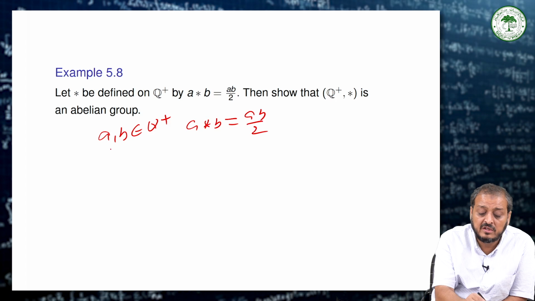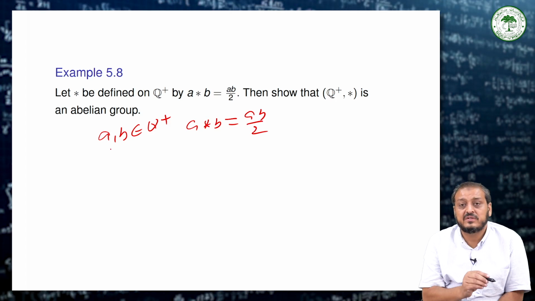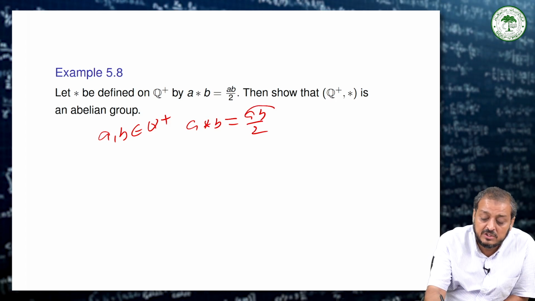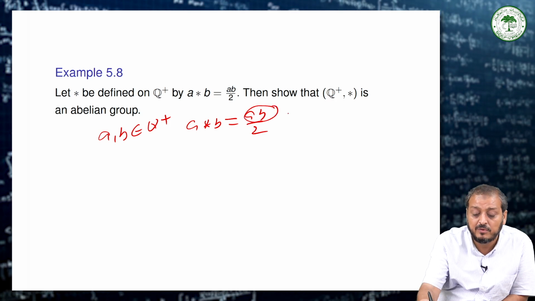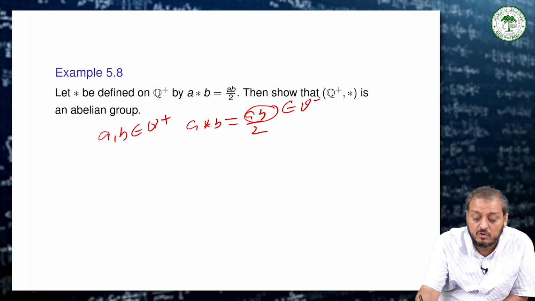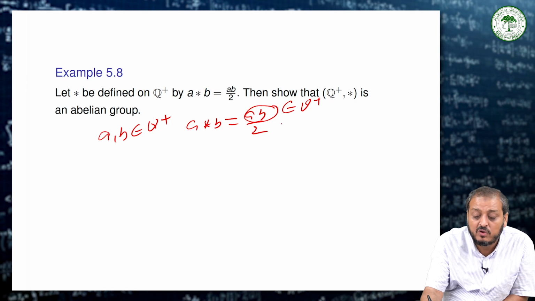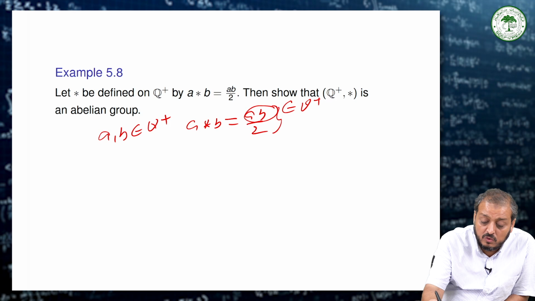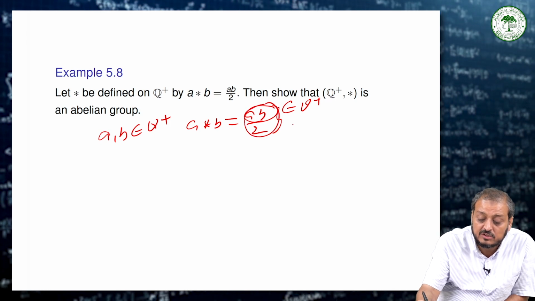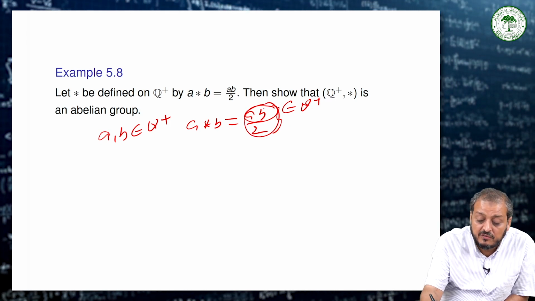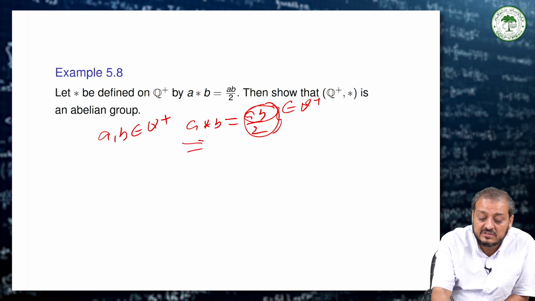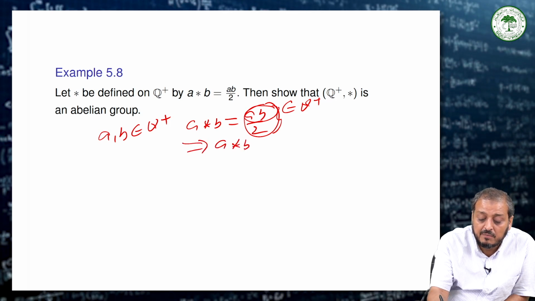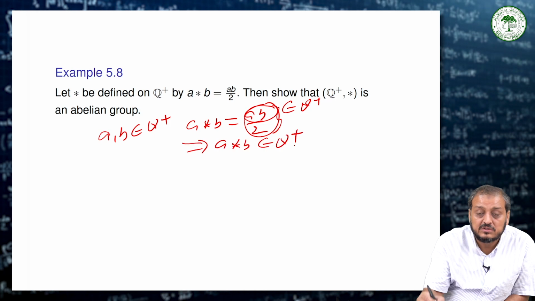A is a positive rational number, B is a positive rational number. If we take the product of these two positive rational numbers, it is again a positive rational number, belonging to Q positive, and if we divide by 2, then this whole thing also belongs to Q positive. So if this is in Q positive, then we can say that A star B also belongs to Q positive.